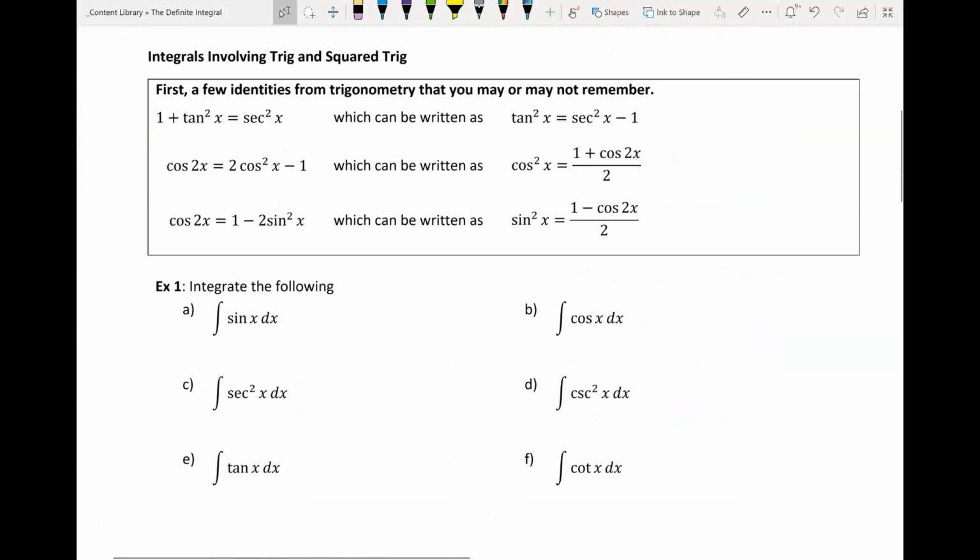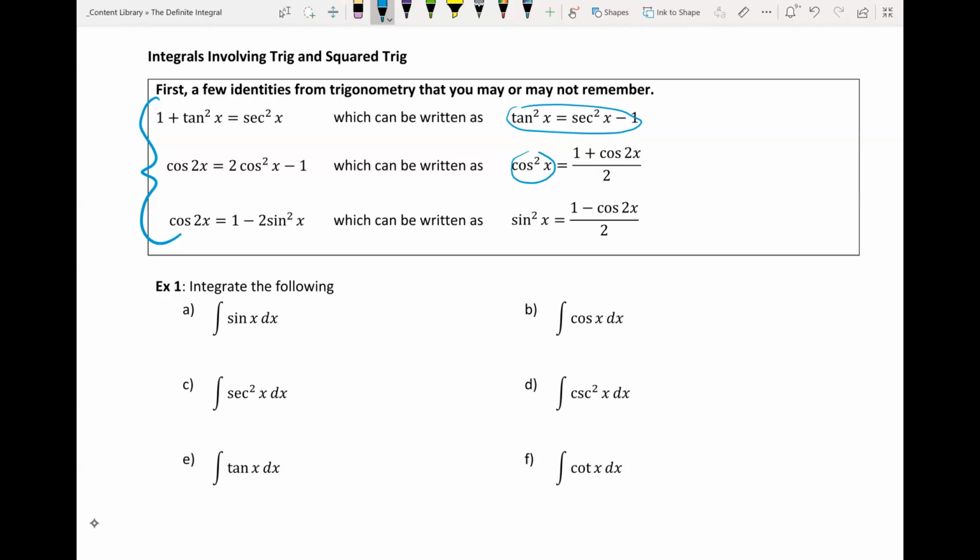Now looking at integrals involving trig and squared trig. So hopefully these look familiar to you because these are some trig identities that you probably looked at in grade 12 pre-cal. Look at how these are rearranged. So if you ever see tan squared x, you can rearrange it as so. If you see cos 2x and 2 cos squared x, then you can rearrange cos squared x as so. And lastly, you want to rearrange this identity so you have sine squared x. So every time you see cos squared x, sine squared x, you're actually just going to replace it with these identities.